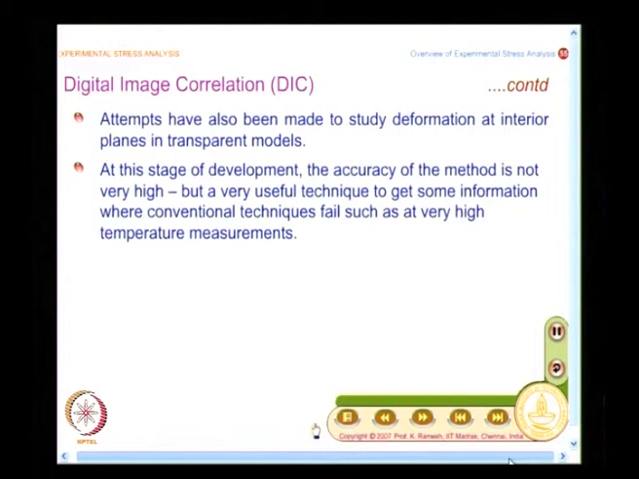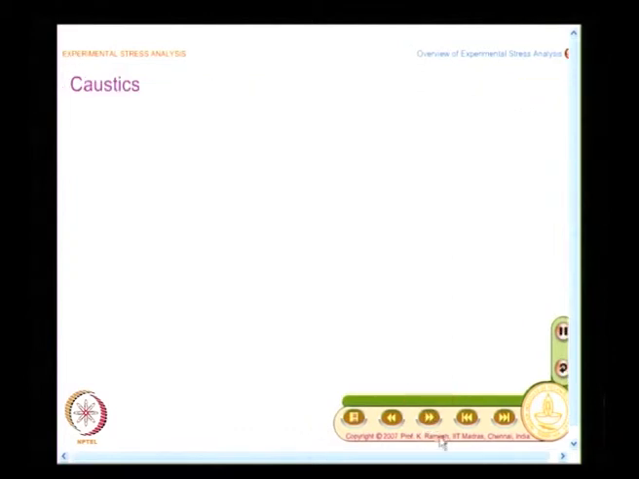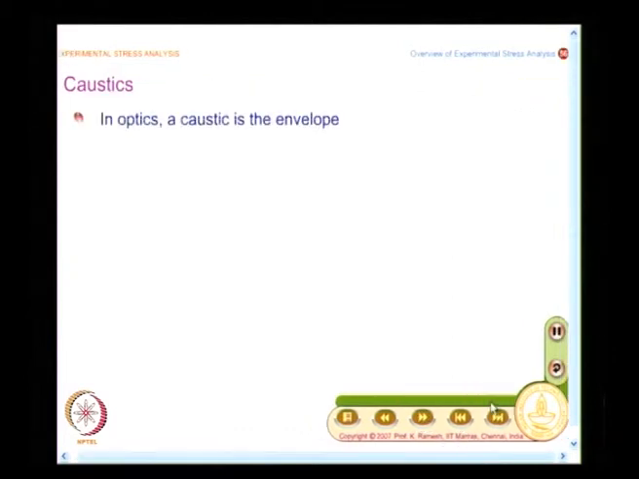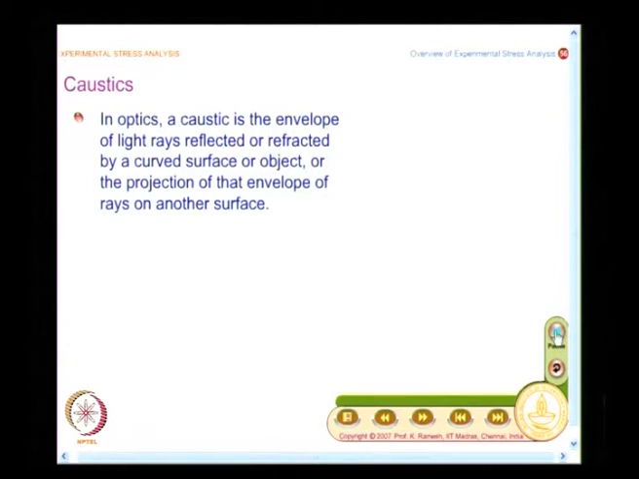And if time permits, we may spend a little more time on image correlation, the main body of the course. Now, we move on to another interesting optical technique, which is the method of caustics.